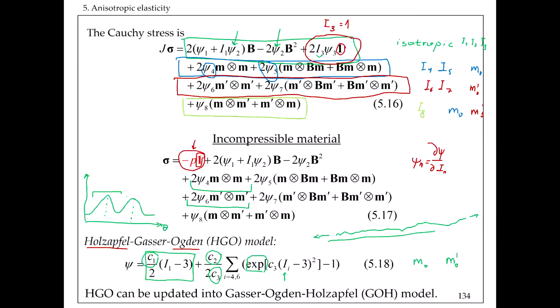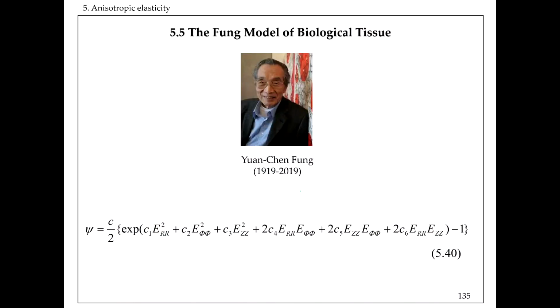And finally, of course, this discussion of examples of energy functions would be incomplete without mentioning the name of Professor Fung, who very recently passed away, and who can be considered the father of biomechanics for soft materials and soft tissues. He made a very important contribution to that.